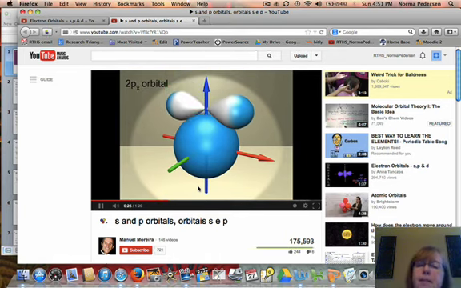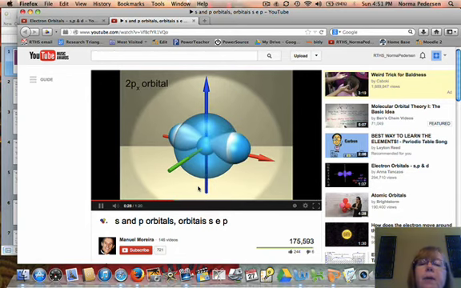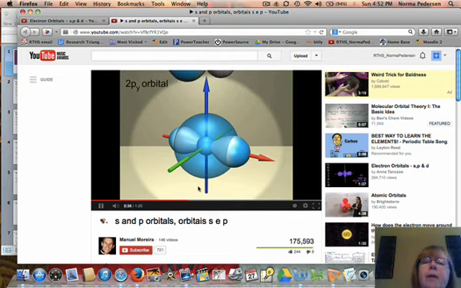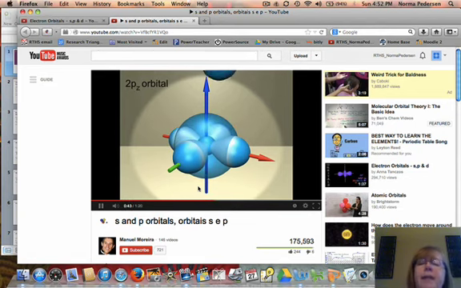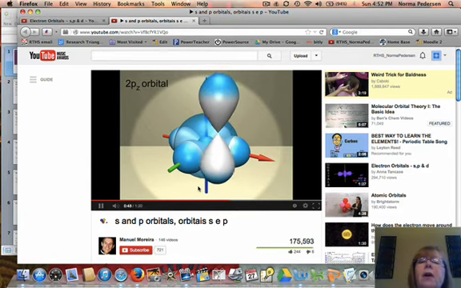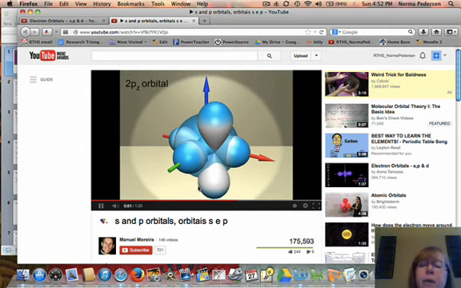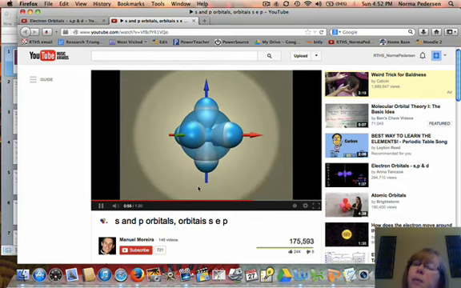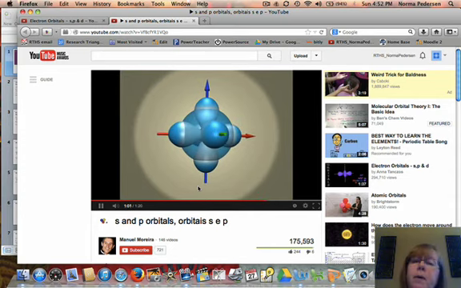Here is a 2p orbital. P orbitals are dumbbell shaped, and that p orbital is going to orient itself on the x-axis. Here comes a p orbital that's going to orient itself on the y-axis, and here comes our third p orbital in energy level 2, and it's going to orient itself on the z-axis. Now notice in the second energy level, there are 3 p orbitals. Notice we didn't see any p orbitals when we were in our n equal to 1 energy level. There are no 1p orbitals.